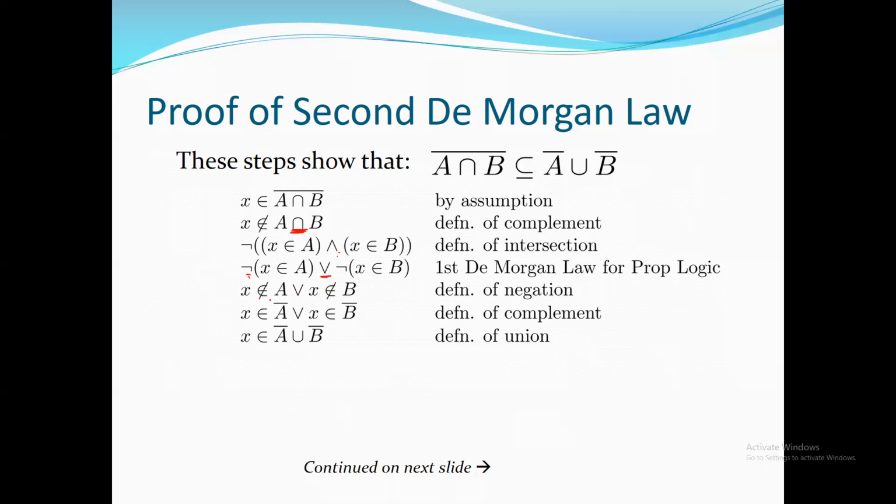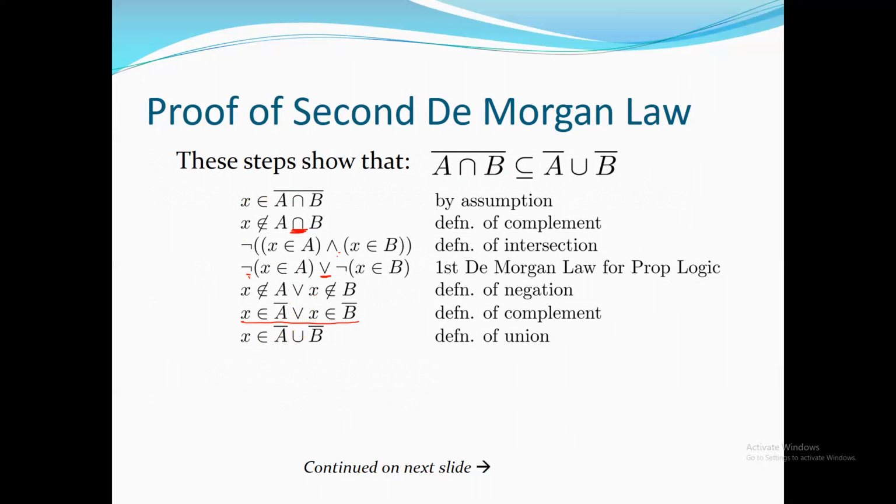So if again we convert into the complement, that says X belongs to the A complement or X belongs to the B complement, by definition of the complement, right? And if we convert it back into the set, this is the definition of the union. So it says X belongs to A complement union B complement. So we proved, using some steps, that this is a subset of this one, right?